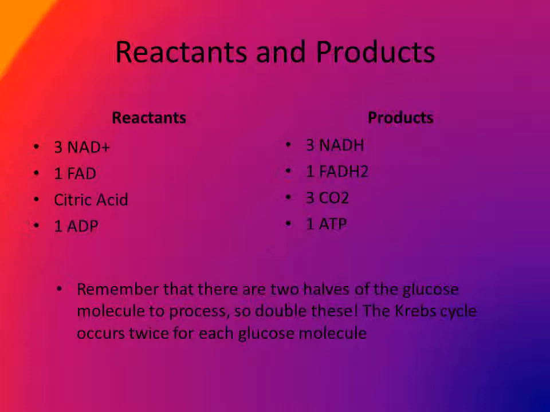The reactants and products of the Krebs cycle. The reactants are 3 NAD, 1 FAD, citric acid, and 1 ADP. The products of the Krebs cycle are 3 NADH, 1 FADH2, 3 carbon dioxide, and 1 ATP. Remember that there are two halves of the glucose molecule process, so double these. The Krebs cycle occurs twice for each glucose molecule.